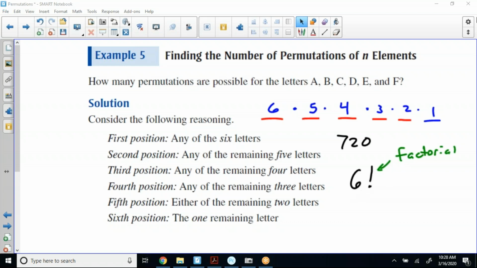That's going to be used, and used a lot. So to understand 6 factorial, what that's really saying is start at 6 and multiply every number all the way down to 1. So 6 factorial means 6 times 5 times 4 times 3 times 2 times 1. Any questions on that one?